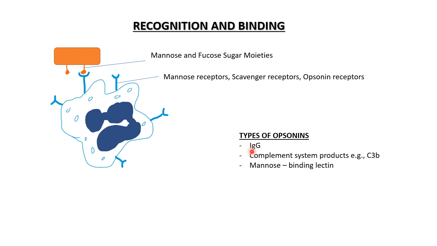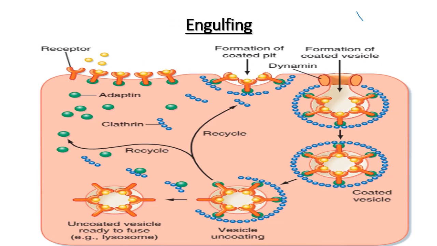The IgG and the products of the complement system such as C3b and the mannose binding lectin are the opsonins which will bind themselves around the surface of the microbe to make it susceptible to what? Phagocytosis. And then these receptors will go and bind there. So this is all about recognition and binding. Now let's look at the second step of phagocytosis, which is engulfing.